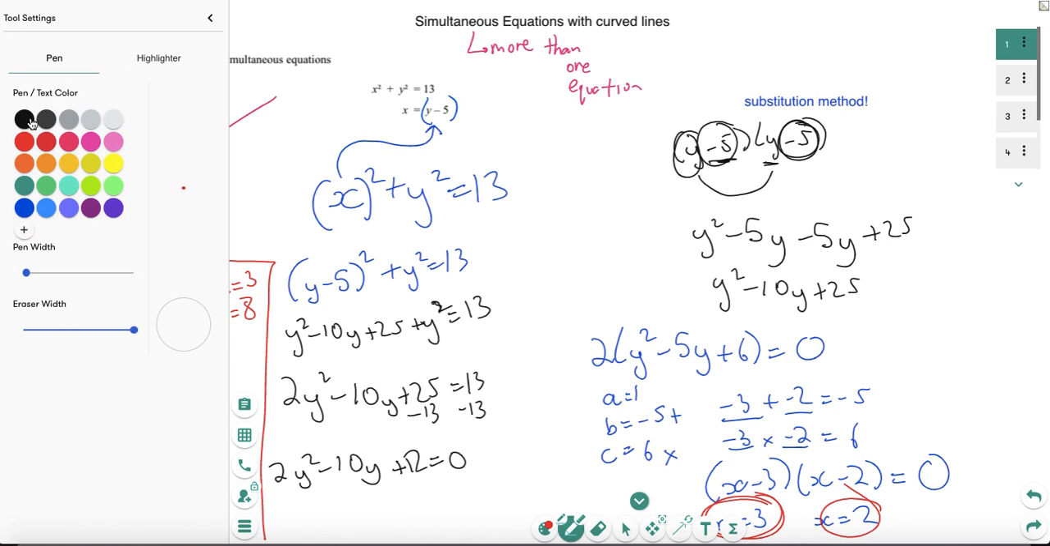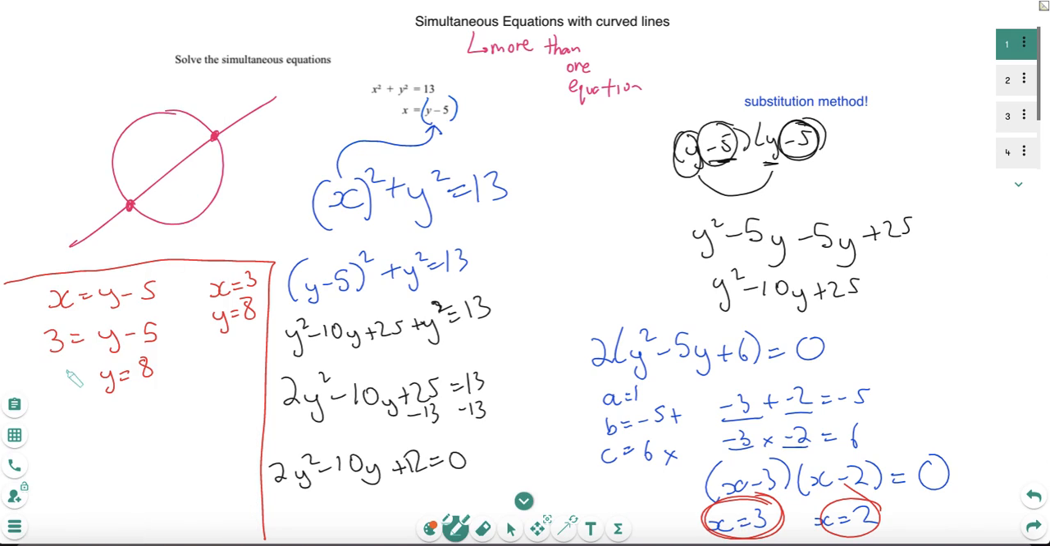And then our second value for y, we'll do it again. So x minus y is 5. X equals y minus 5. I'll replace x with 2. So 2 equals y minus 5. Something minus 5 is 2. Y must be 7. So when x is 2, y is 7.